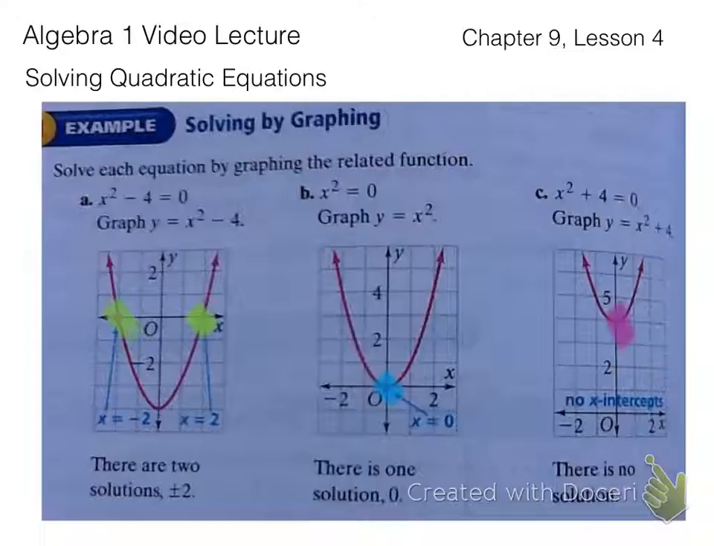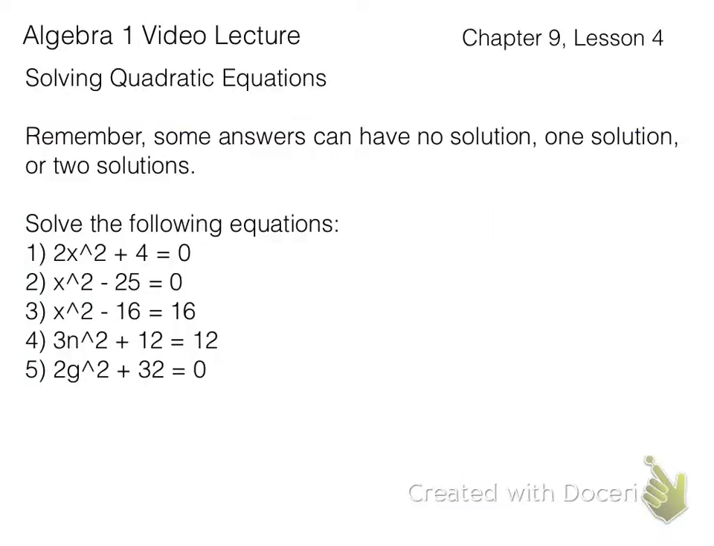Now we're going to figure out how to do them mathematically. So here are some example problems. And just remember, some answers can have no solution, 1 solution, or 2 solutions. If they have 2 solutions, that means that the square root of a number, or the square of a number, could be positive or negative. No solution basically means that it is not possible to take the square of a number and get a negative number, which I'll show you in just a second.